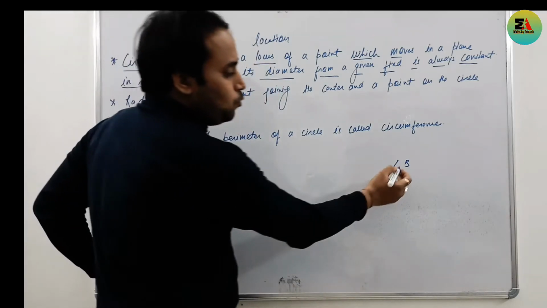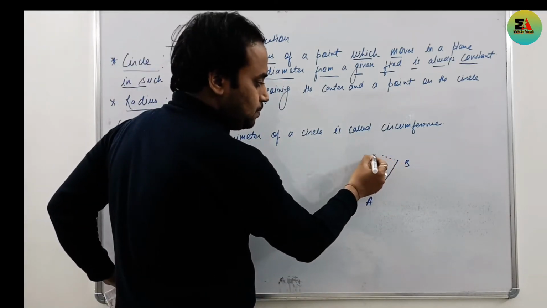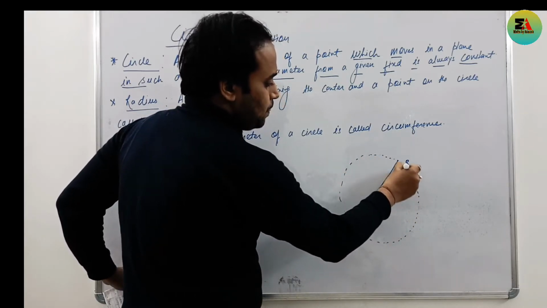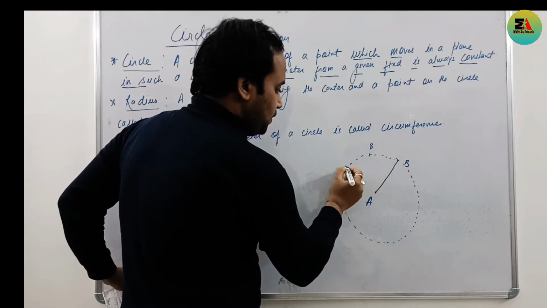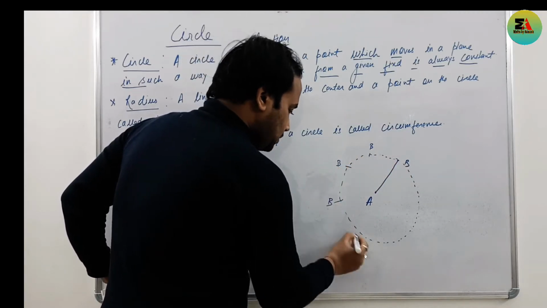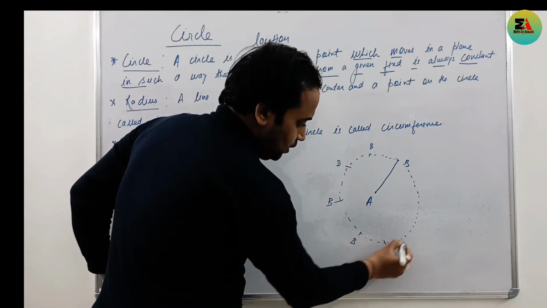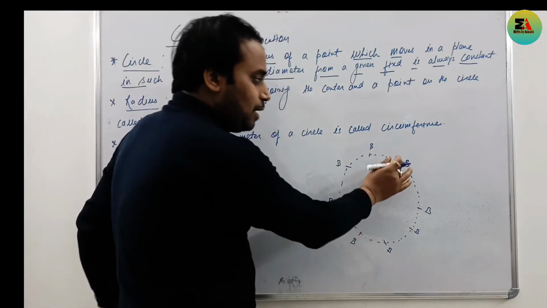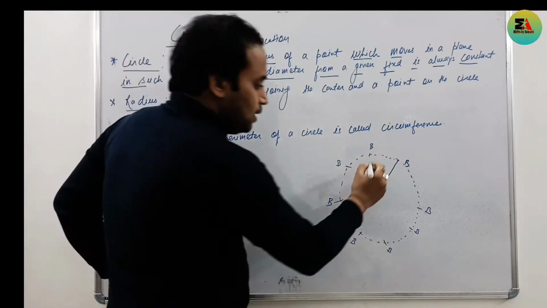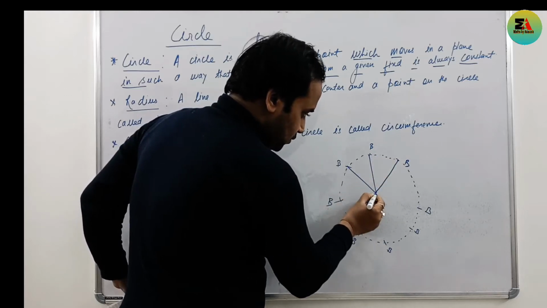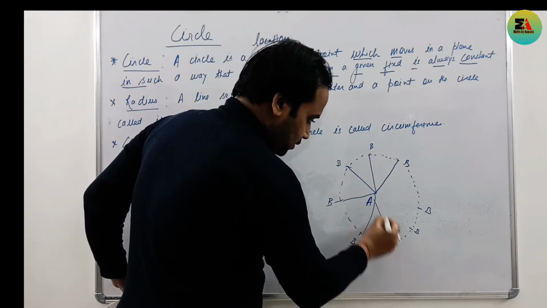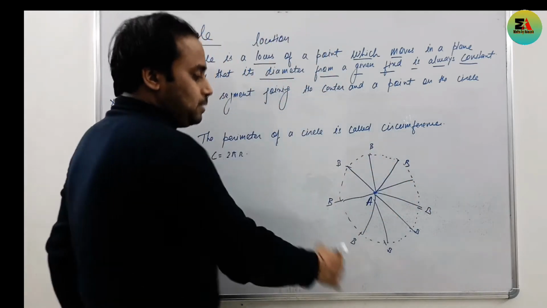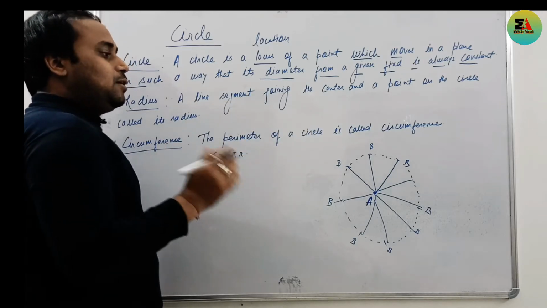Now what we do? We move this point B around A in this way. A is a fixed point and we move another point around it. Its distance from this fixed point is always a constant. It is known as a circle.